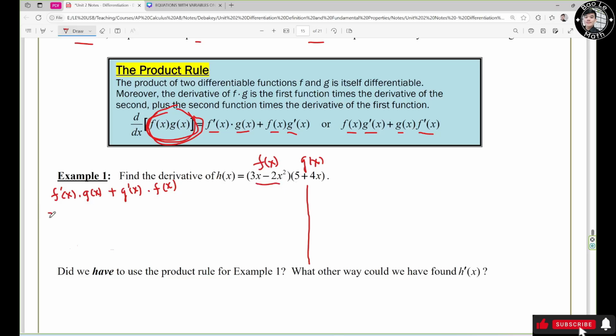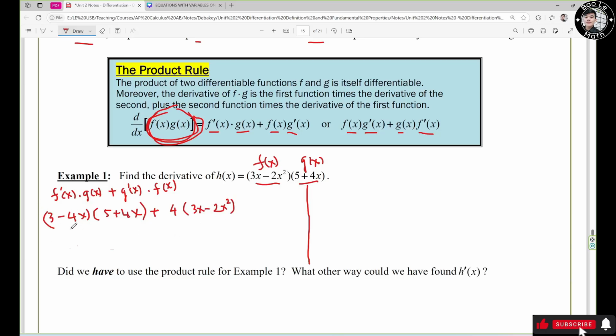Now f prime of s, I check the derivative of this one. It turns out to be 3 minus 4s. And I will write g of s, which is 5 plus 4s. Now plus, check the derivative of the second one right here. It turns out to be 4 only. And then rewrite f of s, which is 3s minus 2s squared.